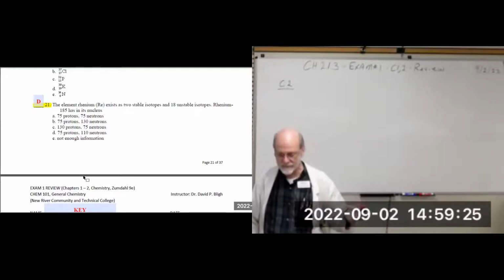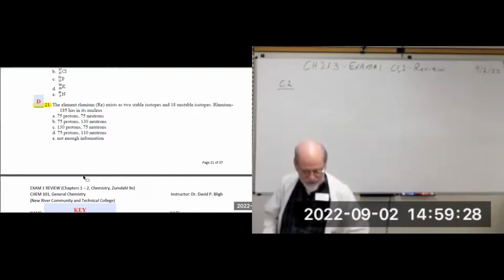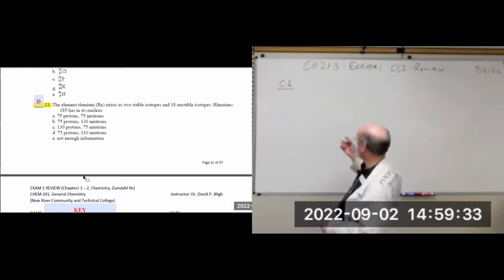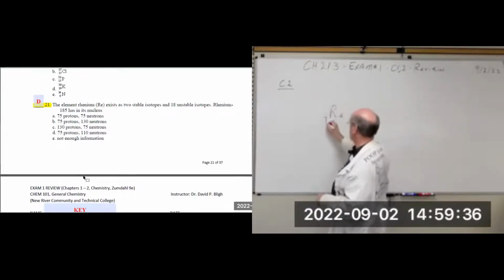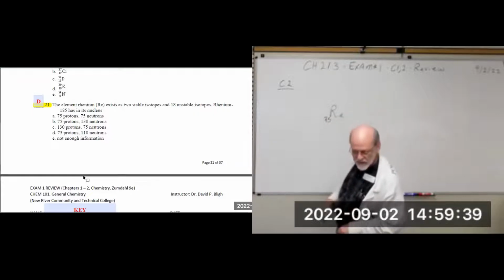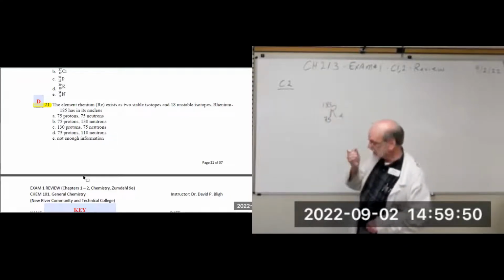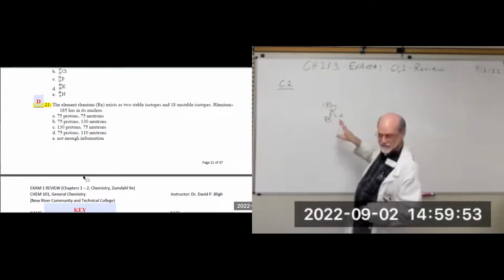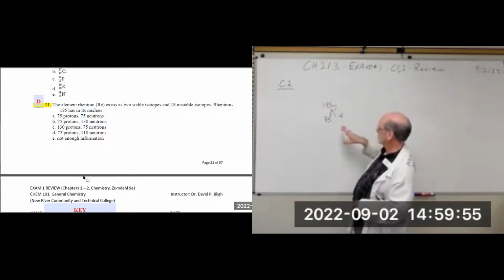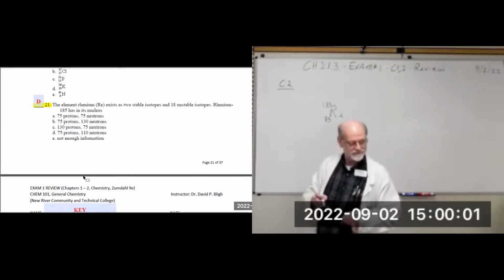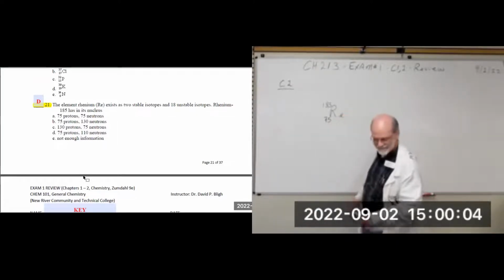Rhenium, that doesn't matter. Rhenium 185 has in its nucleus, if it's 75, and they're giving us an isotope with 185 as the mass number, then it has 75 protons. And how many neutrons? 110, yep. So 75 and 110 is D.